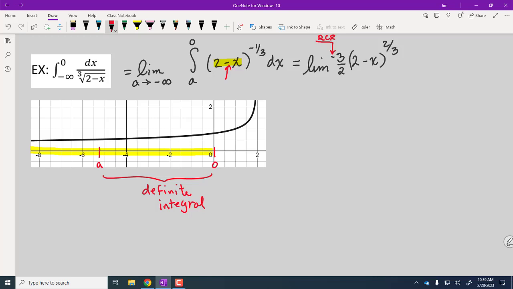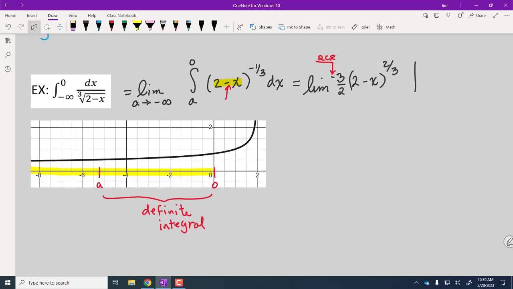And let's put our evaluation bar. So that goes from A to 0. So that's where we're at. So add 1 to the exponent, divide by the new exponent, and then divide by the derivative of the base. The base is 2 minus x. Its derivative is -1.